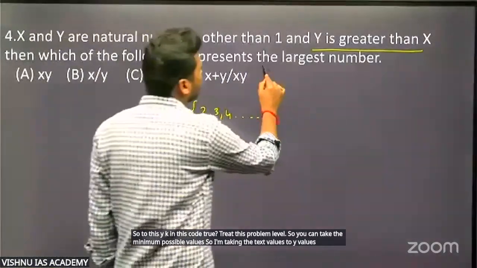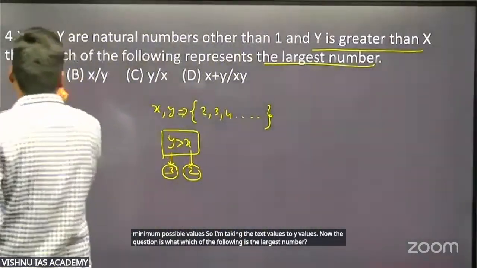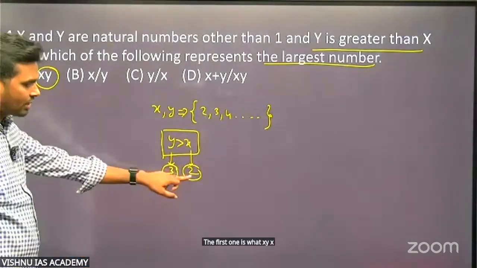Now the question is, which of the following is the largest number? The first one is xy. Xy means x value is 2, y value 3.